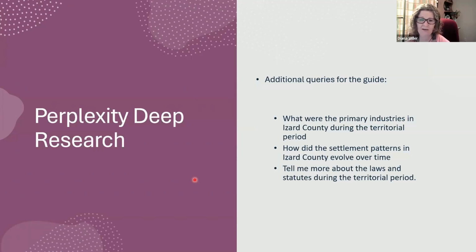And it asked if I wanted to know more about the primary industries during territorial time, and settlement patterns, and how those evolved in Izard County over time. I had given it the specific area for territorial time, and then to tell me more about the laws and statutes. So this was also nice because sometimes I can't think about what the next question should be. And I don't know that I would have thought to ask about the primary industries.